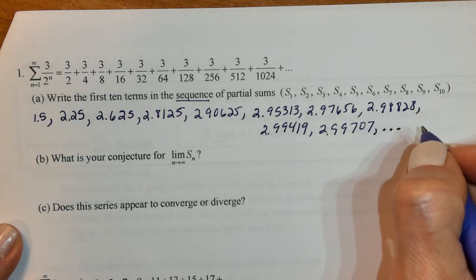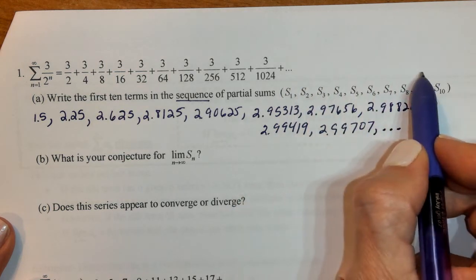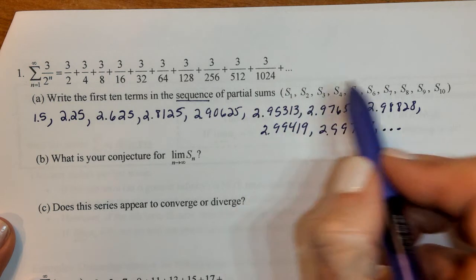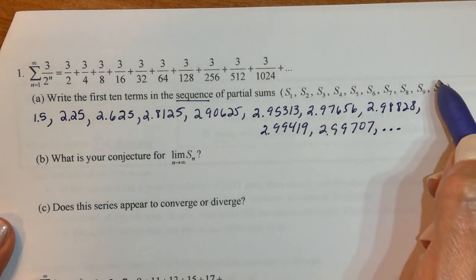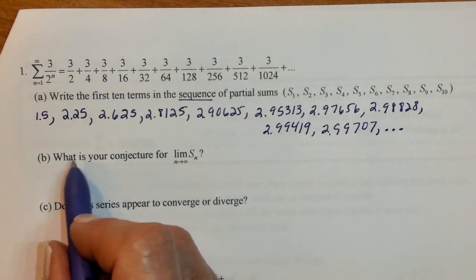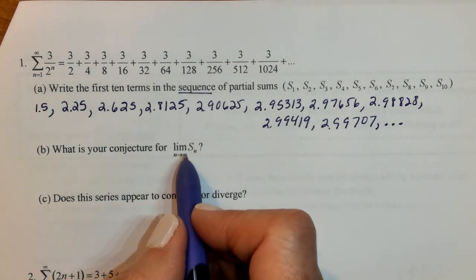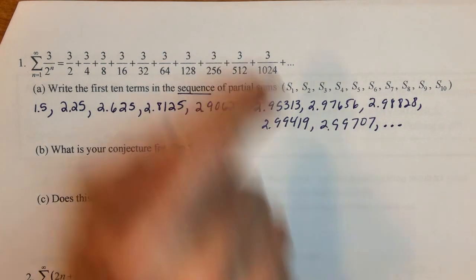Would it ever end? No, because I can keep writing more and more terms here and keep adding. I will be adding a tinier and tinier number each time, though. So I ask you, and in class I would ask this, what is your conjecture for the limit as n goes to infinity of S sub n? What do you think this sequence is going to?